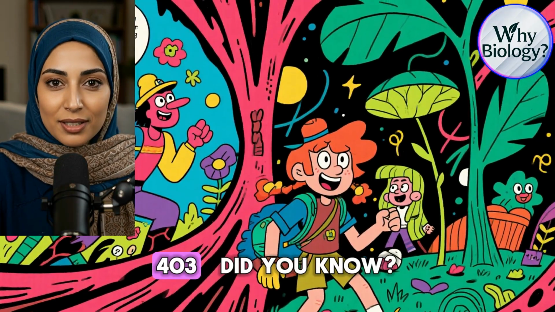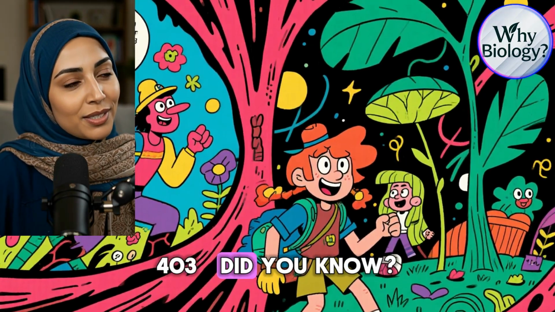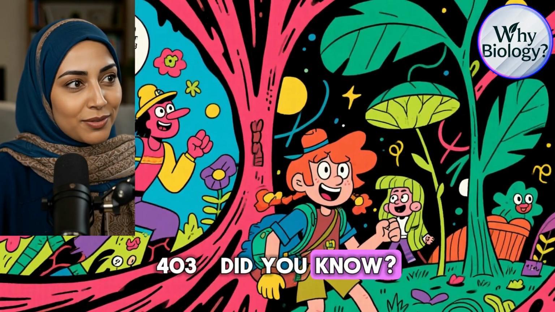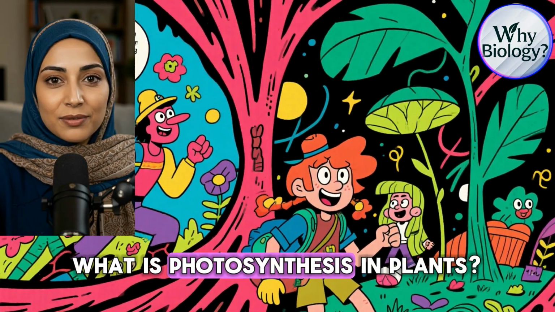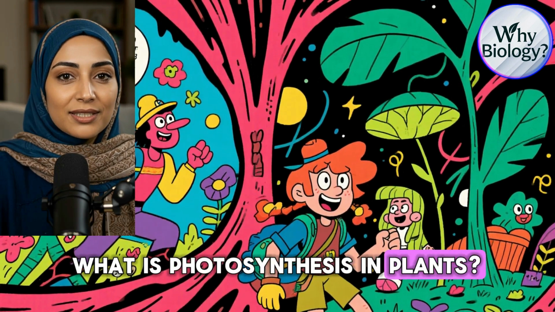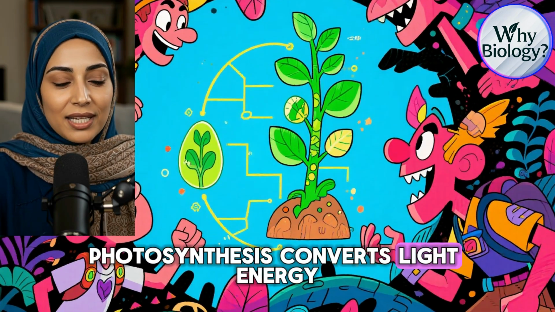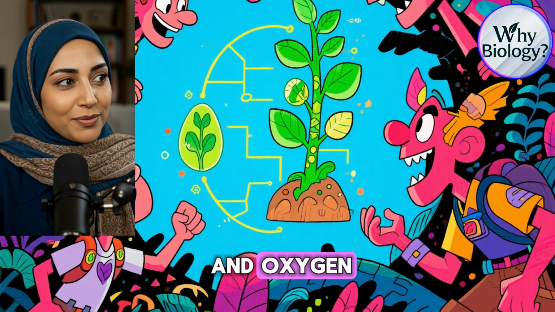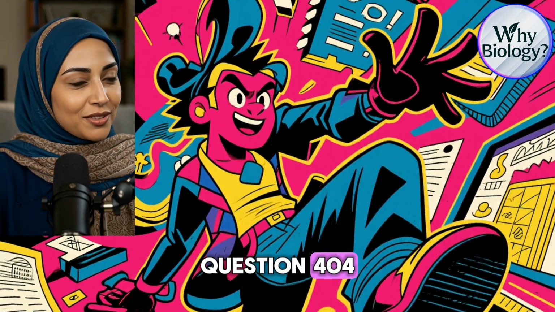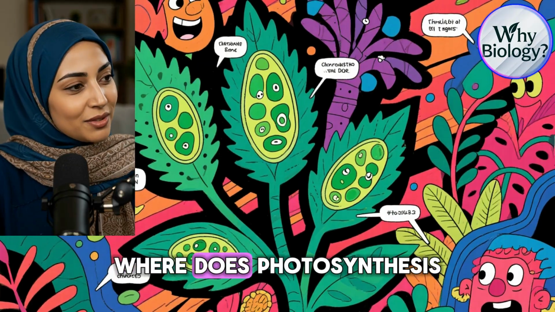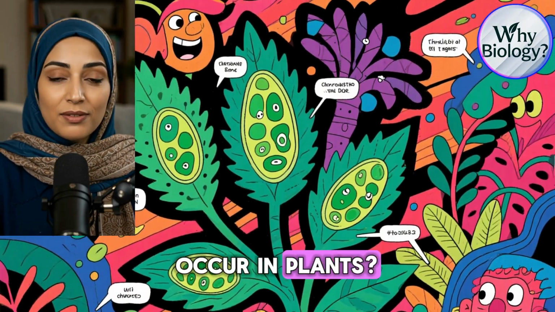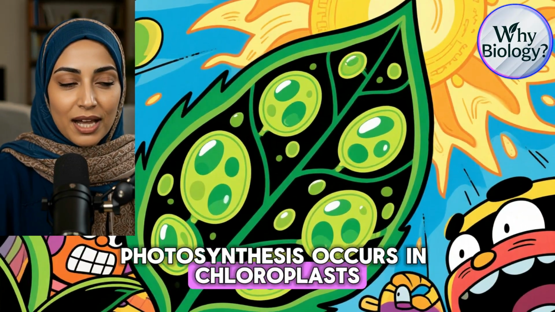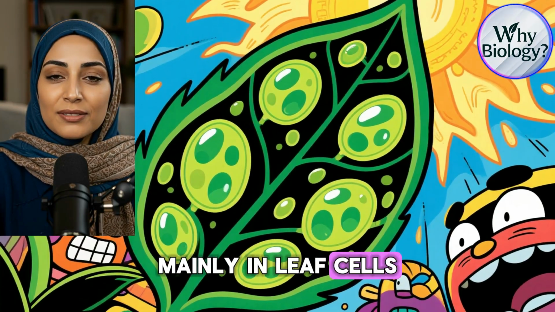Question 403. Did you know? What is photosynthesis in plants? Photosynthesis converts light energy, CO2 and water, into glucose and oxygen. Question 404. Did you know? Where does photosynthesis occur in plants? Photosynthesis occurs in chloroplasts, mainly in leaf cells.